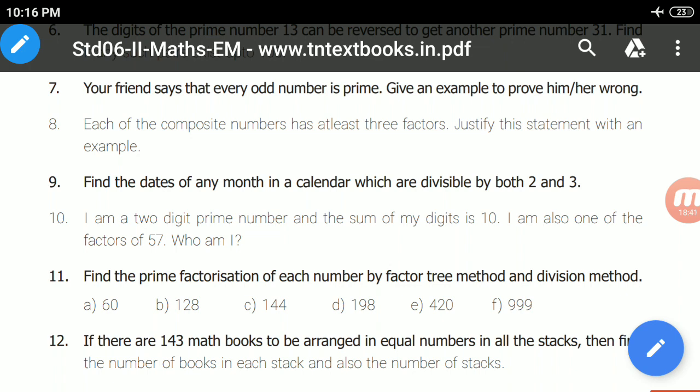Let me check what the 2-digit prime numbers are. The first 2-digit prime number is 11. If you sum its digits, you get only 2. Then next, 13. If you sum it, you get only 4. The next prime number is 17. Its digit sum is only 8. The next prime number is 19. If you sum it, you get 10. The first criterion is matched. I am also a factor of 57. Yes, 19 is a factor of 57. 3 times 19 is 57. So the answer is 19.